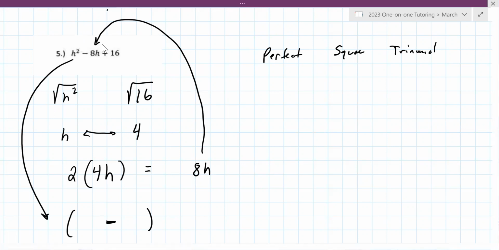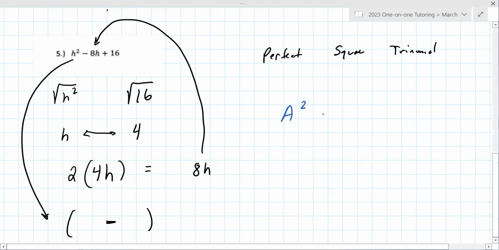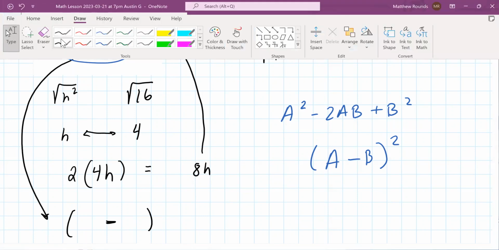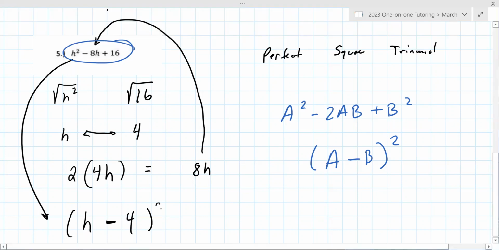Let me draw the formula for the perfect square trinomial. It's a squared minus 2ab plus b squared. That's what you have in your problem. Your a is h, your b is 4. And this always becomes a minus b squared. It's really similar to the last one, but not the same. Your a is h though, your b is 4. So it ends up being h minus 4 squared like that.